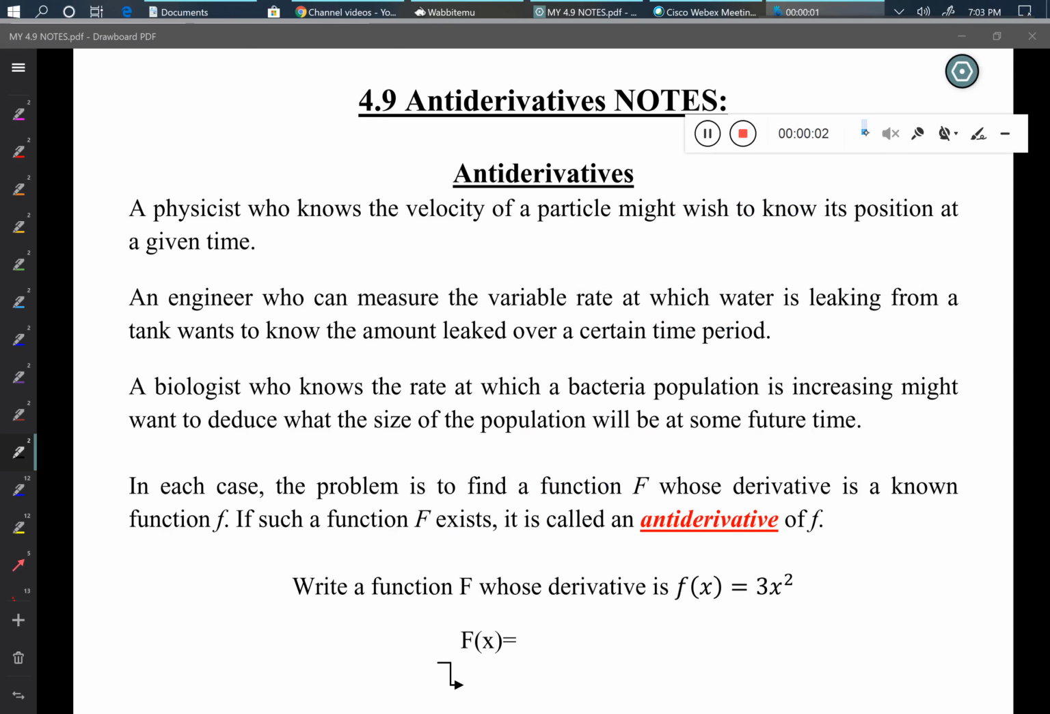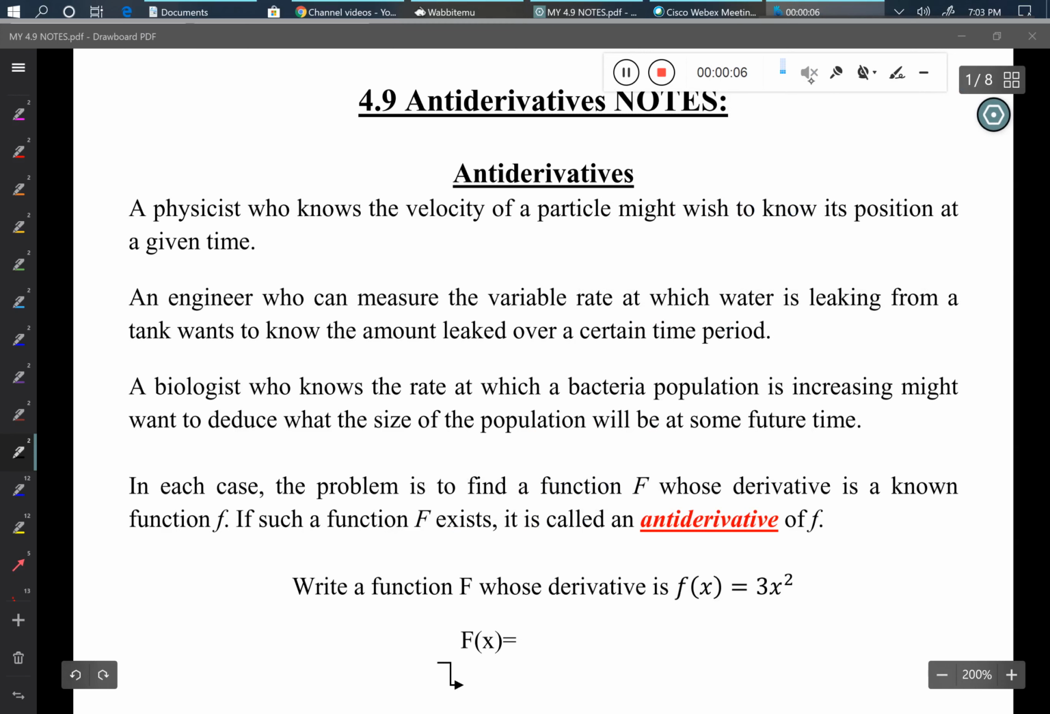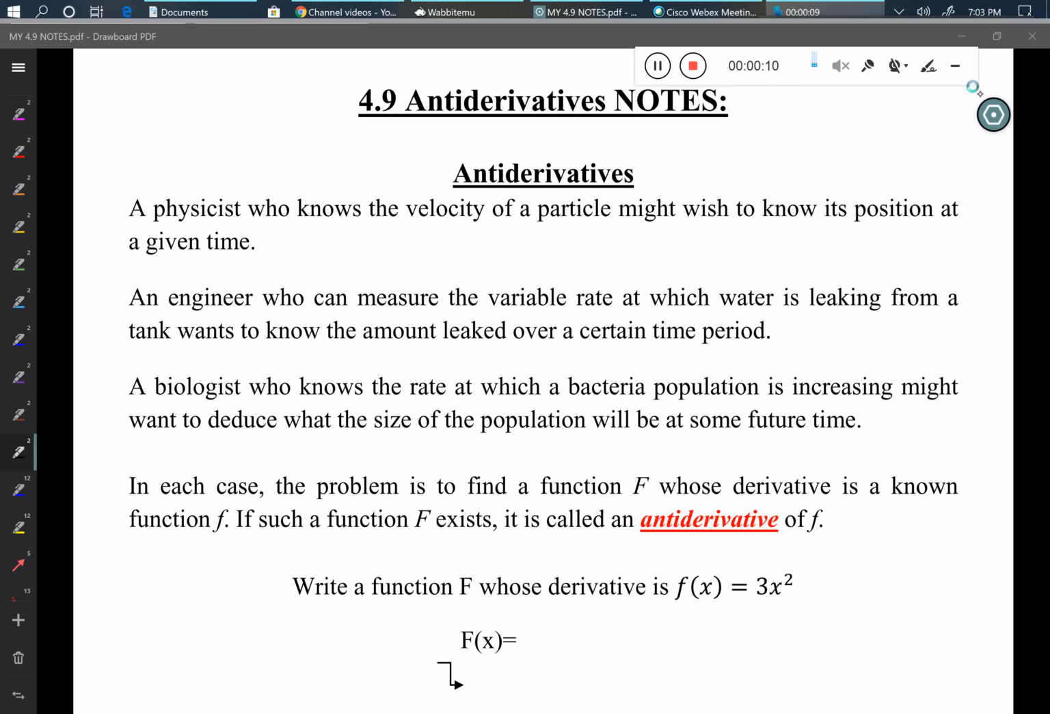Okay, guys, so here we are. This is section 4.9. Last section, chapter 4, kind of really belongs in chapter 5, though. I'm not sure why exactly it got put in chapter 4. Title section 4.9 is antiderivatives.